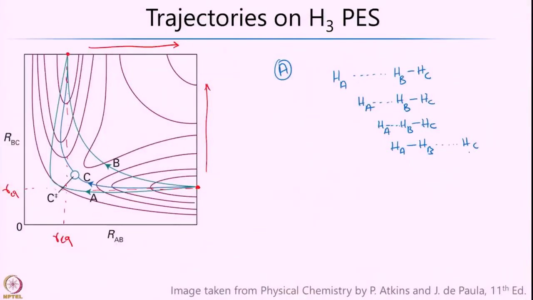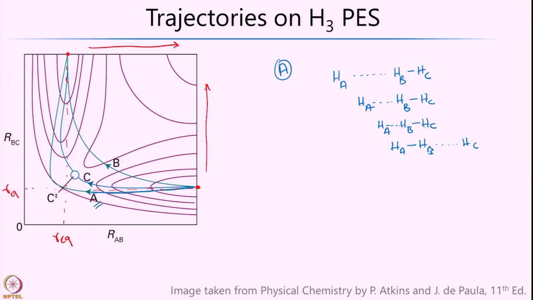If that is the case, let us see how the potential energies or the trajectory would look on a 2D contour. So we said that RBC is the equilibrium distance for the BC. So that is what we have kept constant here. If you now look at the trajectory which is marked with A, that is this particular line.